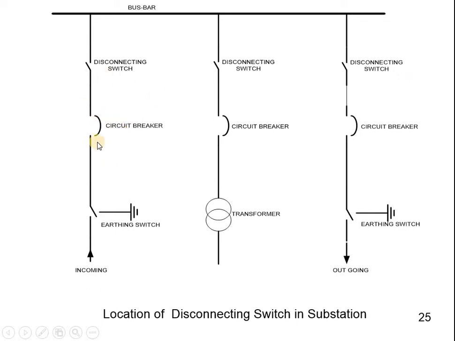After that there is a circuit breaker symbol. After that there is an earthing switch for this line. For this line there is a transformer. For this line there is again an earthing switch.